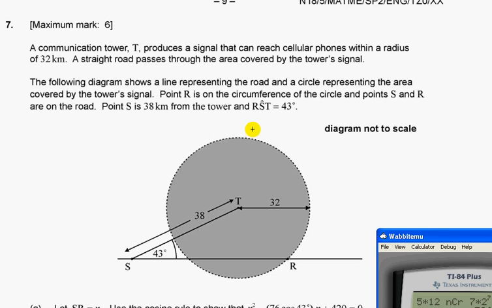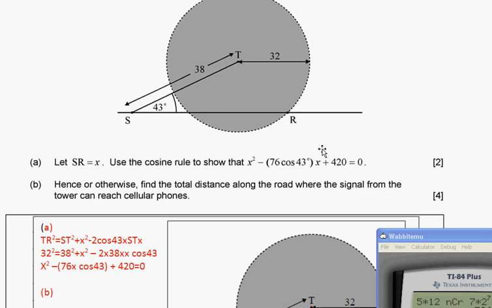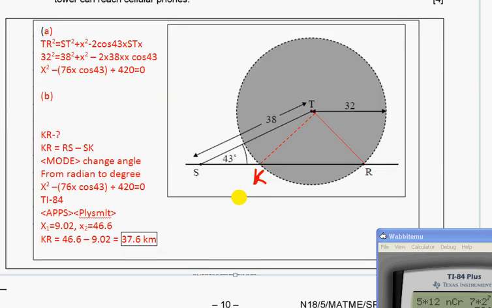Let SR be x. Use the cosine rule to show this expression. Hence or otherwise find the total distance along the road where the signal from the tower can be reached by a cellular phone. So it is the distance from here to here. So I copied the picture. First of all, I draw radius TR. Now I have a triangle. In this triangle, SR is x, TR is 32. So we write the expression for the cosine rule and substitute values and x. So we get this expression.